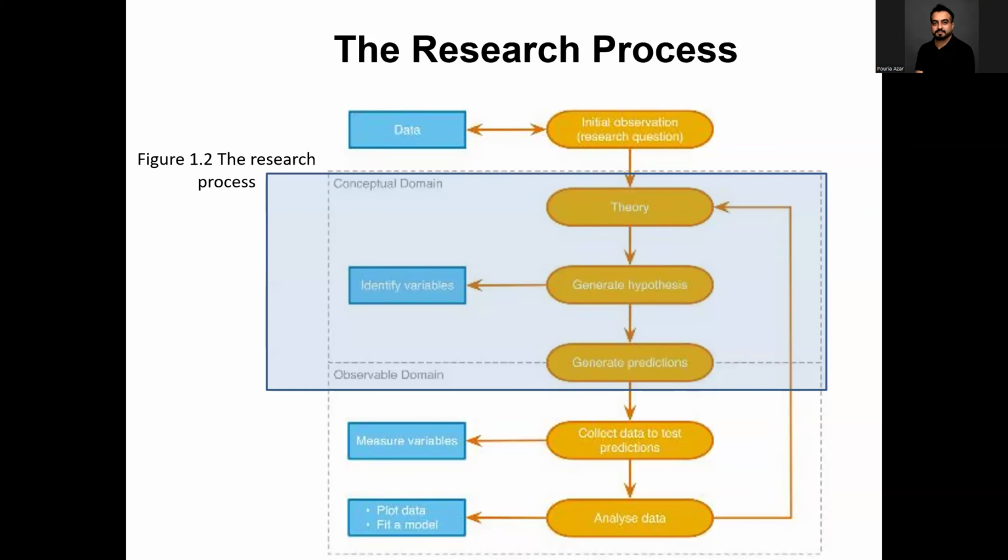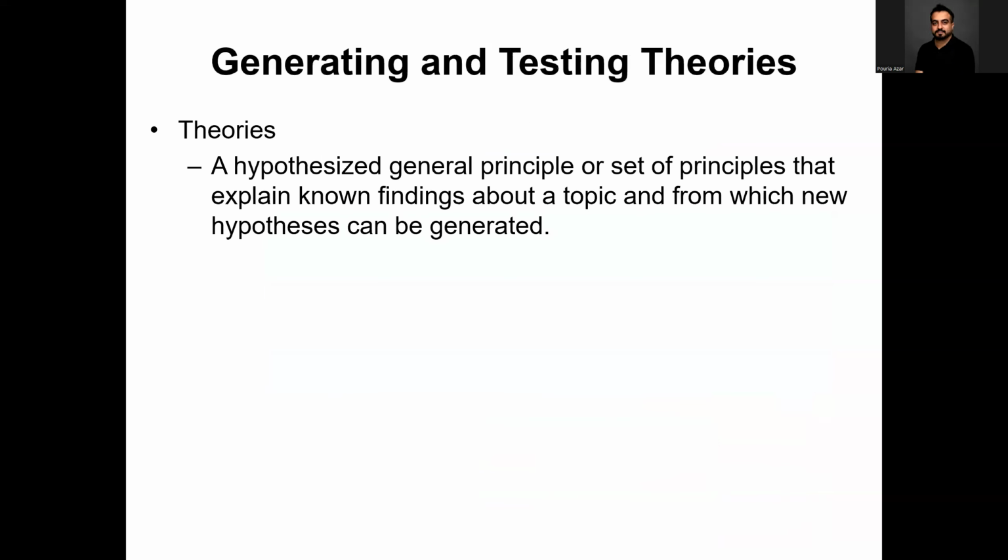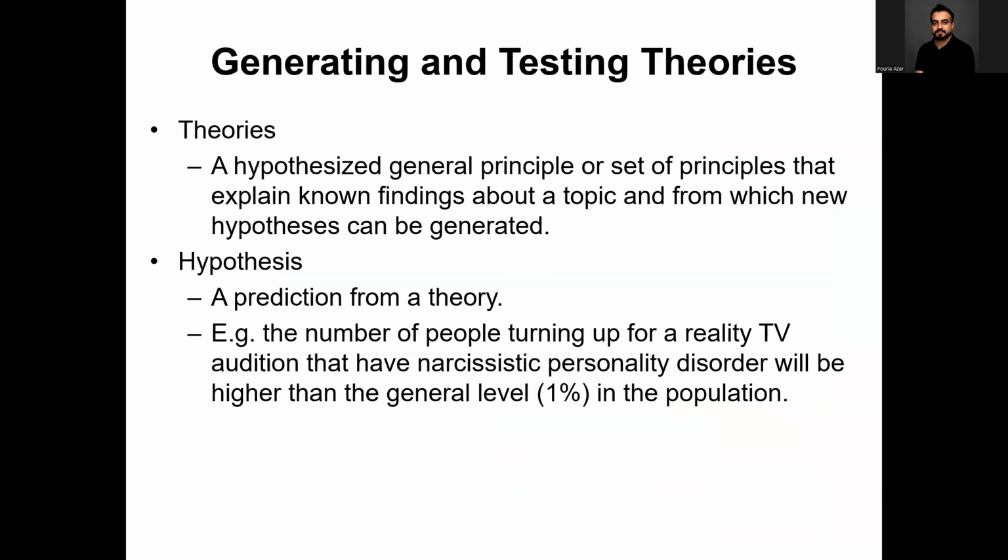The second step is from theory to generating predictions. So generating and testing theories. Let's define theories and hypotheses. A theory is a hypothesized general principle or set of principles that explain known findings about a topic and from which new hypotheses can be generated. And a hypothesis is a prediction from a theory.